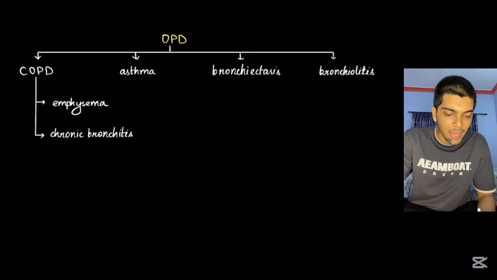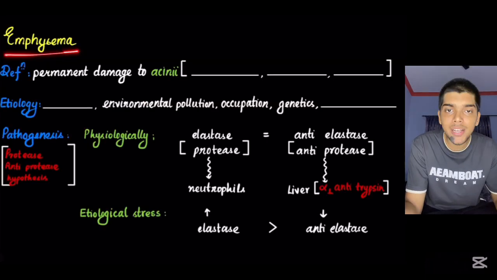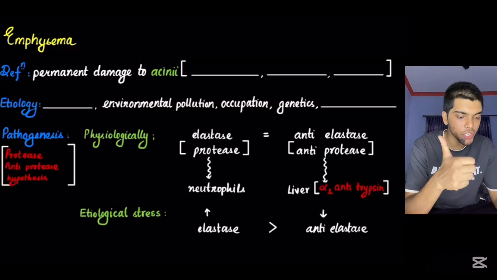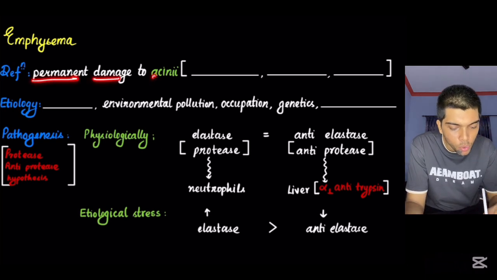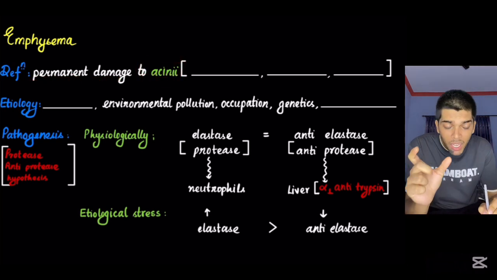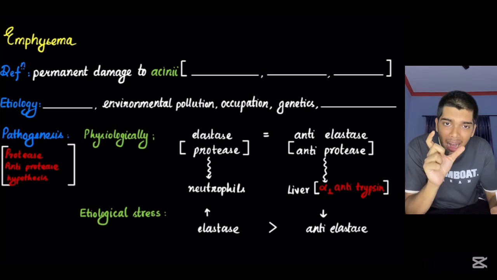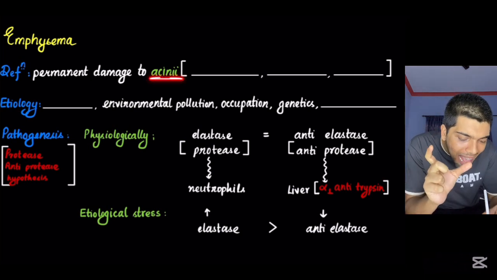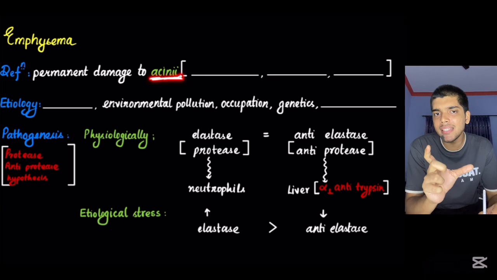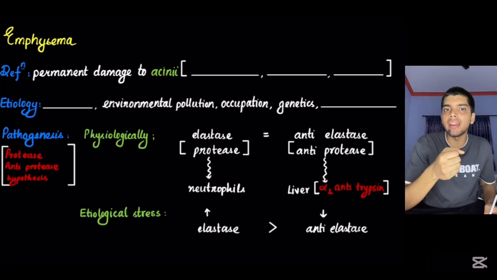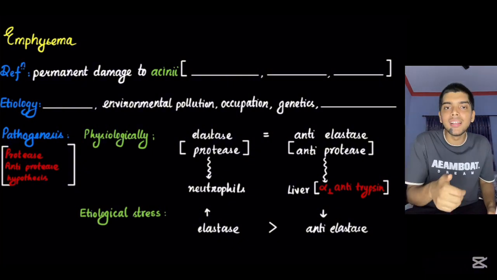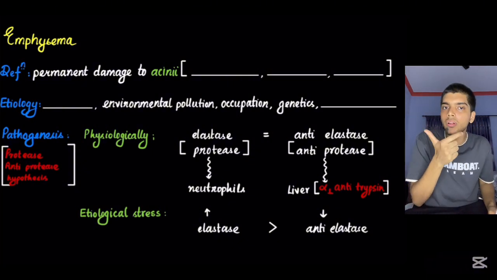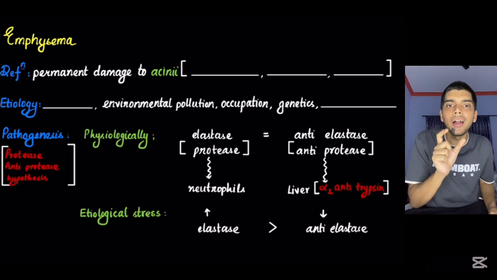Starting off with emphysema. Number one, definition. Emphysema is permanent damage to acini. So emphysema is the pathology of acini. What is acini? The part of the respiratory tract after a terminal bronchiole is acini. It includes the respiratory bronchiole, the alveolar duct, and the alveolar sac, or RDS.